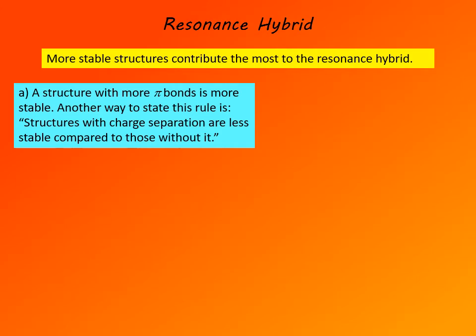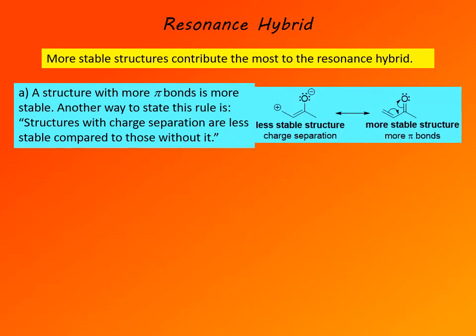Another more obvious way to state that is that a structure with charge separation is less stable compared to one without it. Because the only way to generate fewer pi bonds is to heterolytically move an electron pair to one of the atoms of the double bond, and that results in charge separation. So if you consider an enone, the structure on the left is less stable because it involves charge separation and, of course, only one pi bond. The one on the right does not involve any charge separation and has two pi bonds, so it is more stable. The resonance hybrid will be a combination, of course, of the two structures, but it will more resemble the structure on the right than the one on the left.